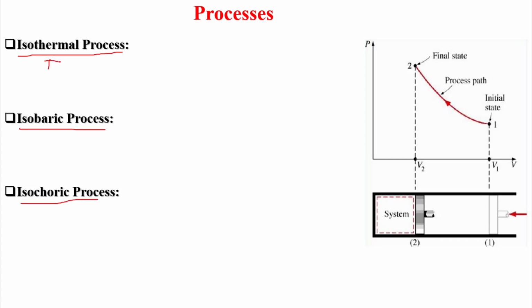Isothermal means temperature is equal to a constant value. Isobaric means pressure is equal to a constant value. So if we see those statements in a problem, we should take the action that maybe temperature is constant, or pressure is constant. If it is isochoric, then volume is constant. So this is what we talked about last time.